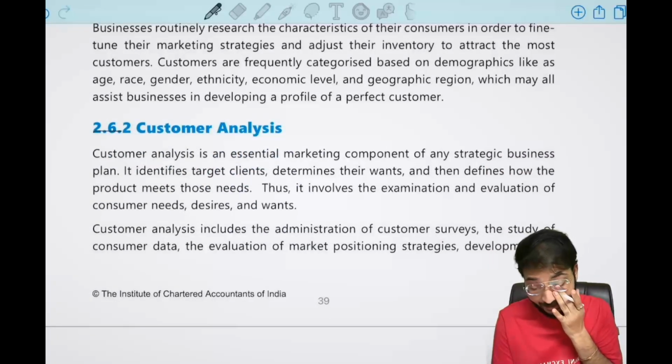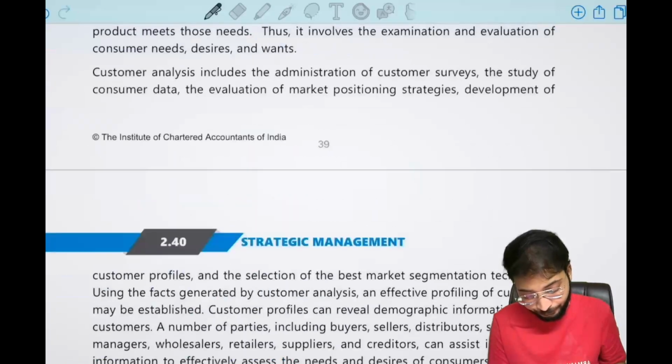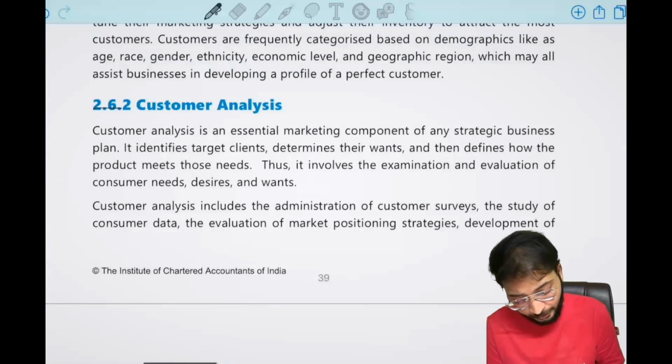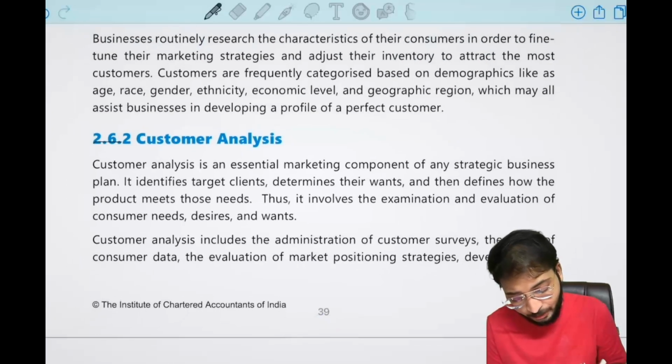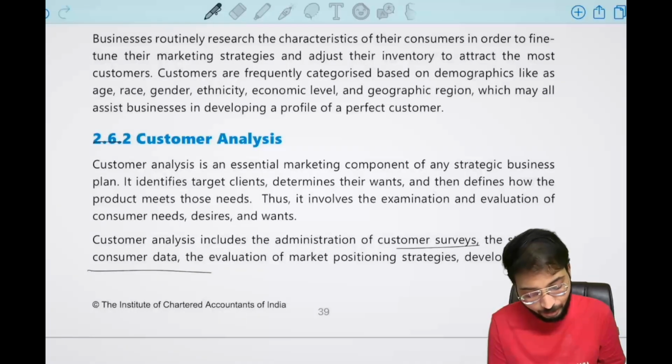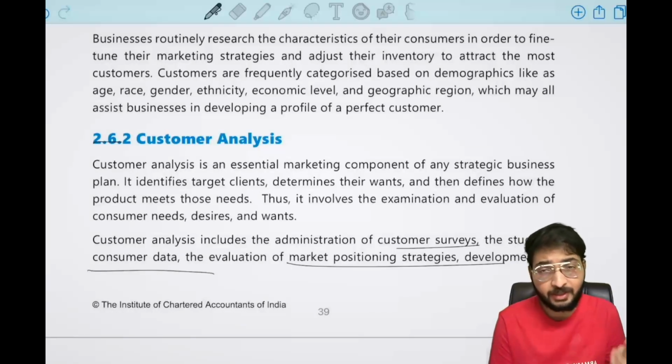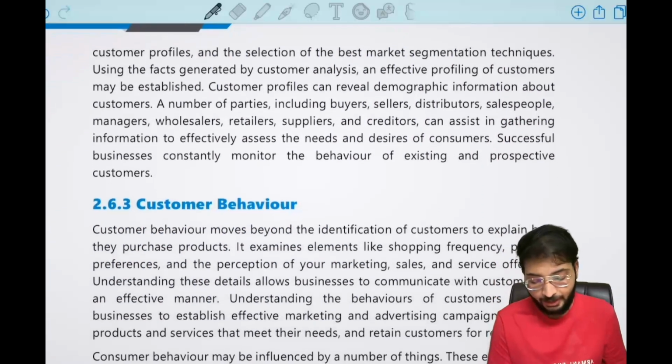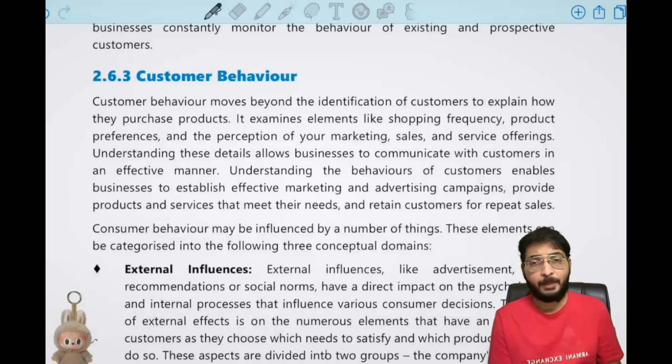Now, how to analyze this customer? See, customer analysis, how can you do it? You can do customer surveys and take the customer data, position it accordingly, develop the strategies for the particular customers, and then act accordingly. Next one is called customer behavior.